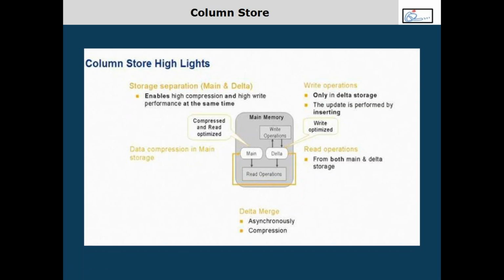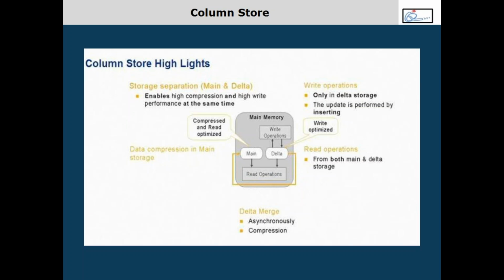Okay? Since my delta storage is optimized for writing, my write operations are faster, because every write is done on what? Delta. Every write is done on the delta table, and the delta table is optimized for writing. It is more of a row store mechanism, so it is optimized for writing. I can write very fast.